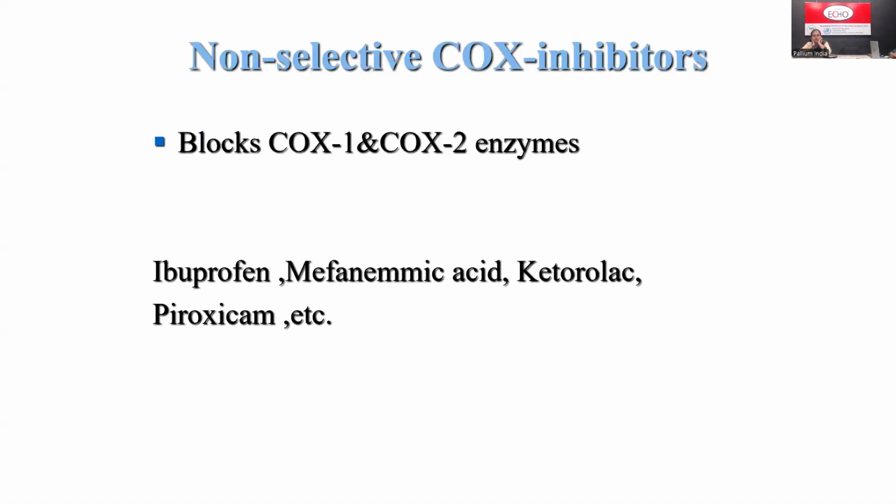The second thing you should know is there are many types of NSAIDs. One type is non-selective COX inhibition. Non-selective means it will block both COX-1 and COX-2. Examples are Brufen, mefenamic acid, ketorolac, piroxicam, etc. Next.